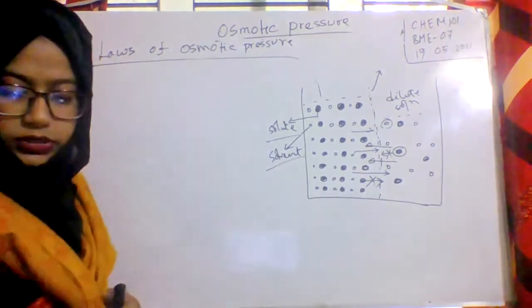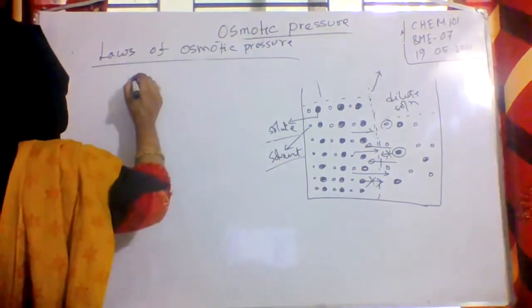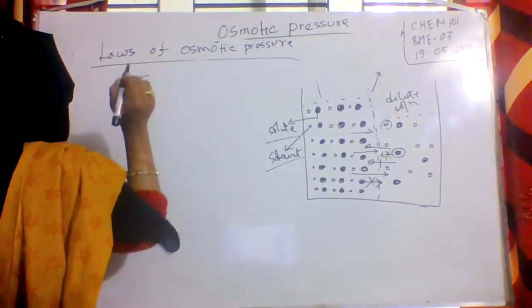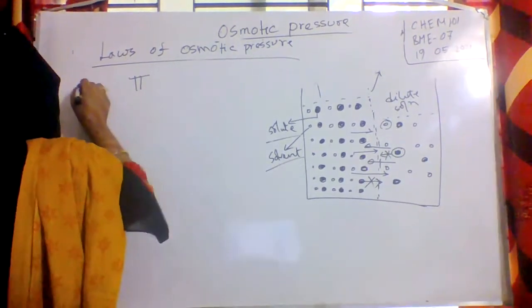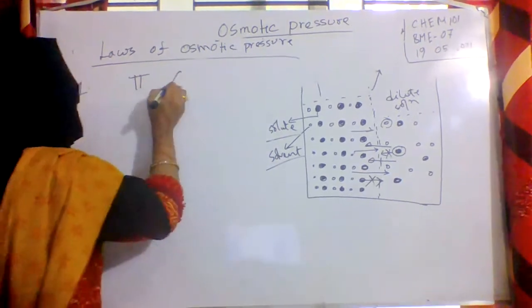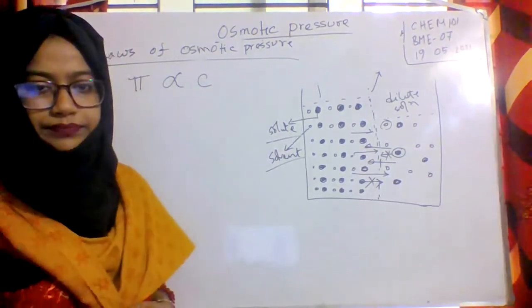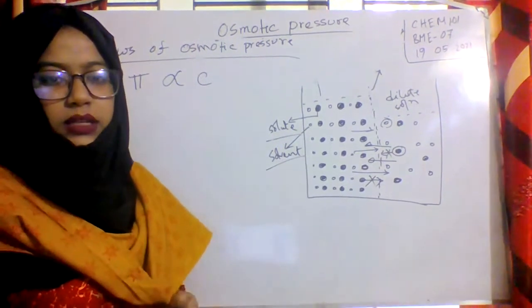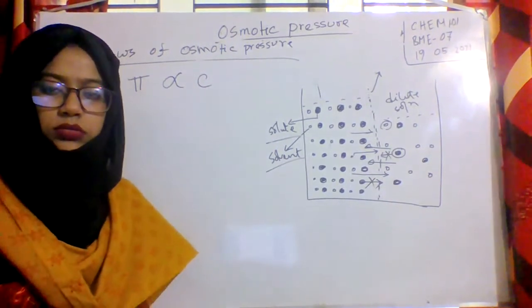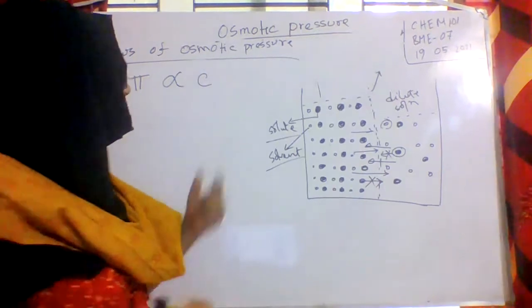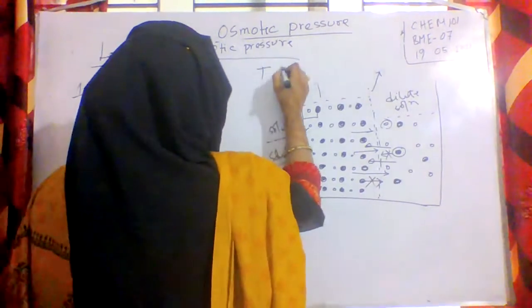So osmotic pressure is denoted by P, and the first law is osmotic pressure is proportional to the concentration C, at a fixed temperature, when T is constant.